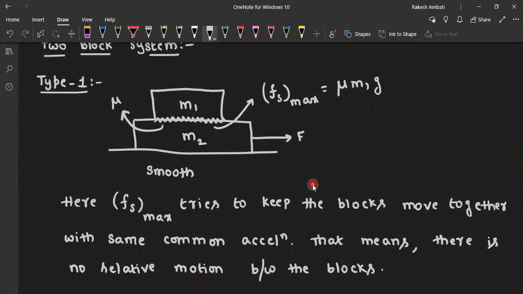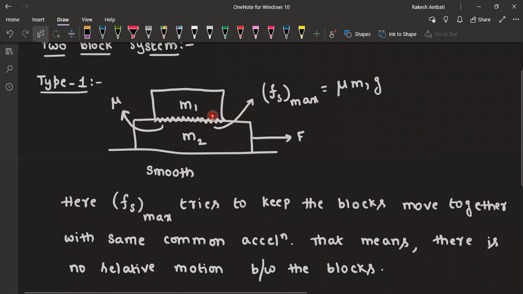You please answer. If there is no relative motion, what type of frictional force will be present? Static friction. So here static friction is present. This is static frictional force. Always it tries to keep the blocks M1, M2 moving together with the same acceleration, with a common acceleration.